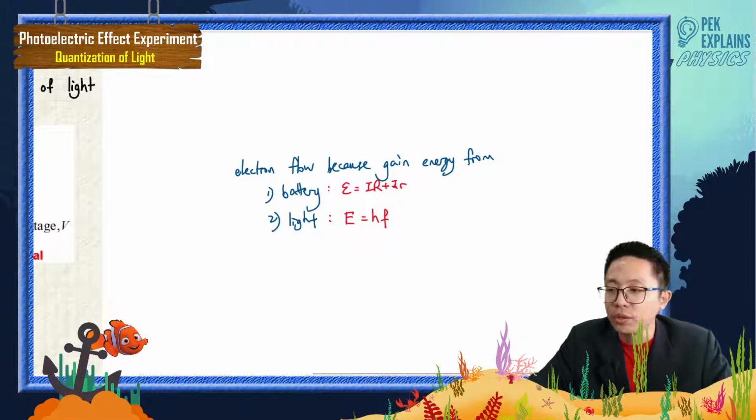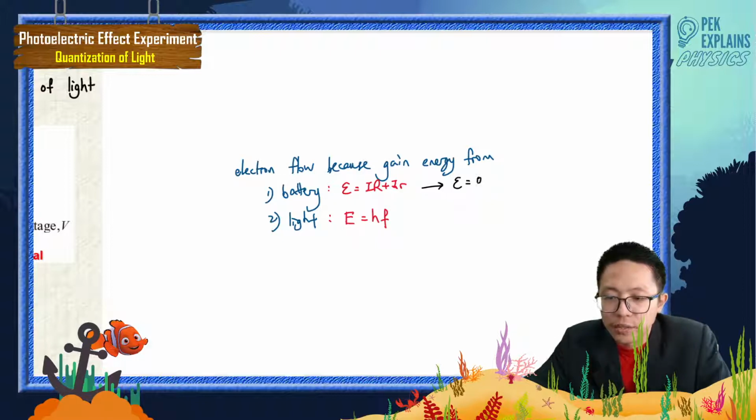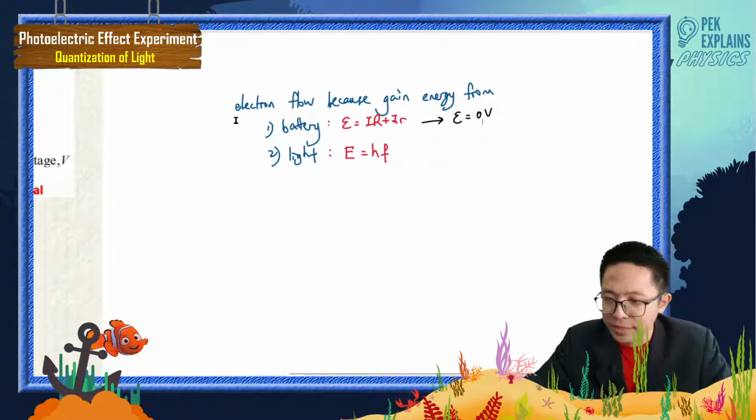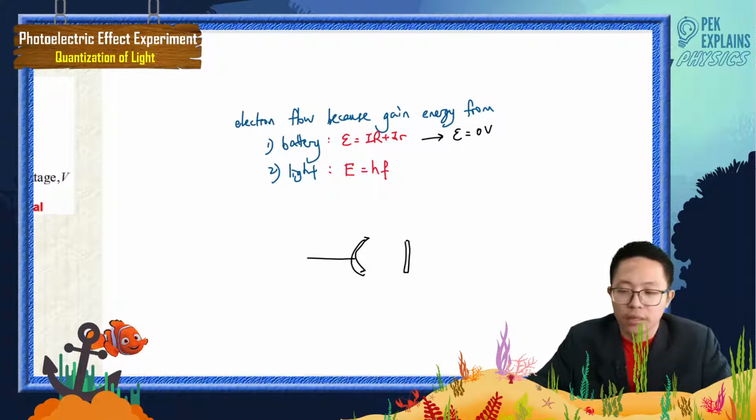So even though you set the voltage, you set the EMF to 0 volt, never mind, the electron still can flow. That means it's like in a circuit like this. This is the cathode, this is the anode.